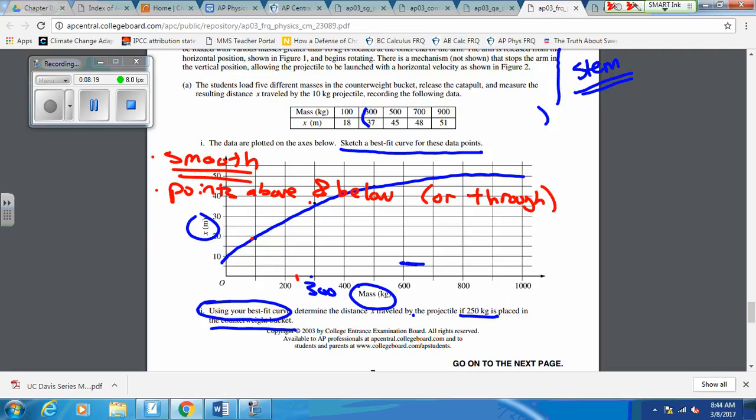So 250 is there. On my best fit curve, I get this point, and reading this point, making sure I'm reading the axes correctly, that's 35. And so I'm going to be somewhere between 30 and 35, a little bit less than halfway. I call that 31. And there it is. Okay. Questions on that?